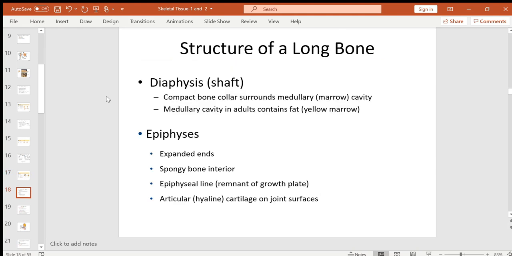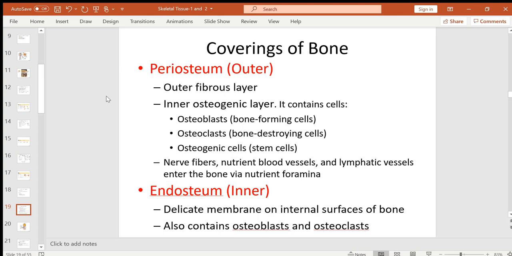Okay, so we have already talked about the parts of a long bone, epiphysis and diaphysis. Now we'll talk about the coverings of the bone. So the bone has a connective tissue covering, and that covering of the bone is called the periosteum. Peri means around, and osteum is bone. So around the bone, the covering is the periosteum. This is the connective tissue covering of the bone.